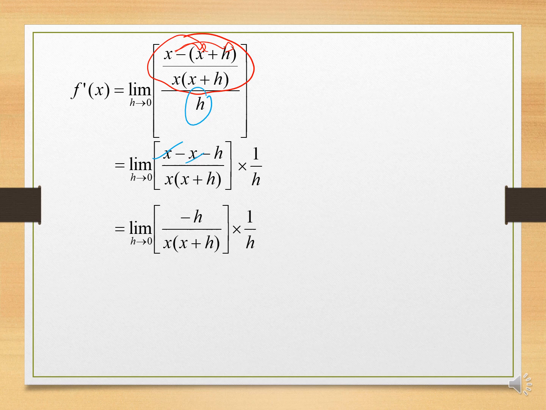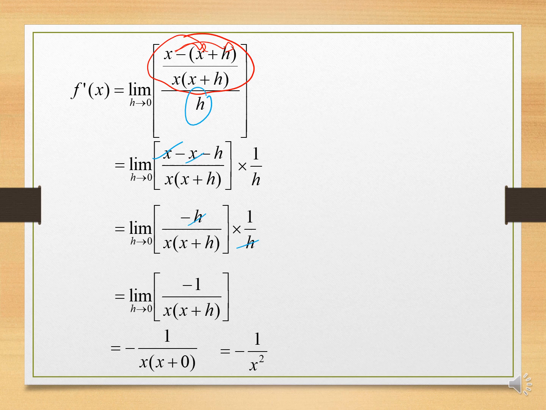So with that we can cancel the h, where you will get the limit as h approaches 0 of negative 1 over x times (x + h). Okay, so we already get the simplest form. So next we are going to substitute 0 for h. Once we substitute, the limit as h approaches 0 is eliminated, so you will get negative 1 over x times (x + 0). With that you simplify, then you will get the answer negative 1 over x squared.